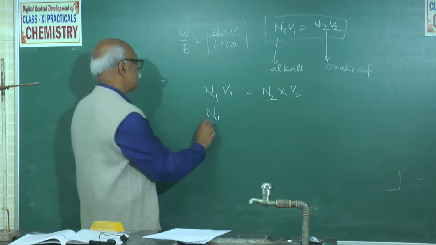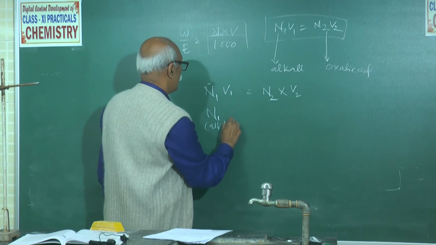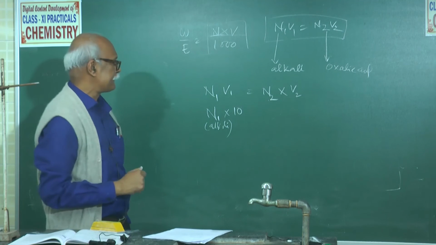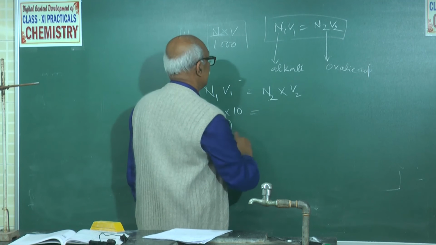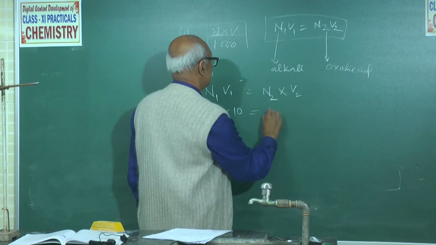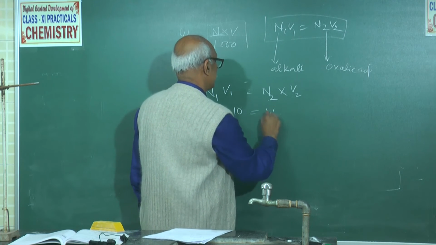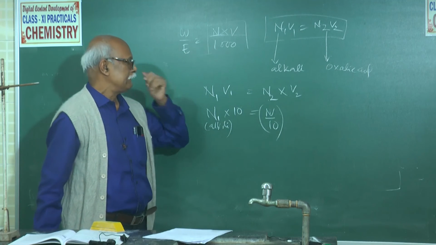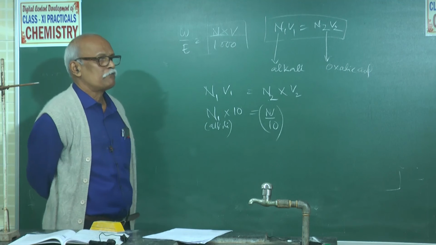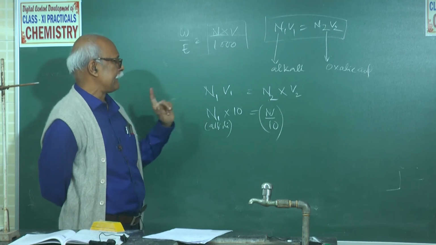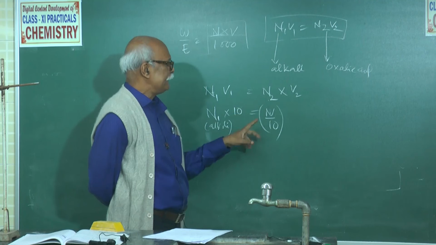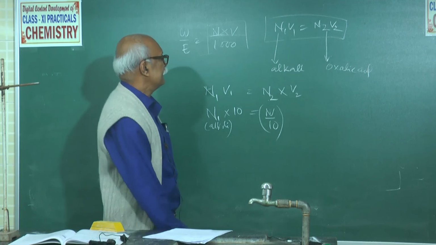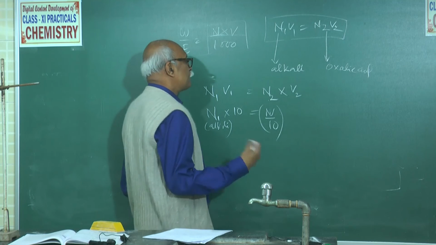Calculation of normality, this is for alkali. Volume of alkali we have taken is 10 milliliter. That is correct. We have taken it with the pipette, 10 milliliter. And N2 is N by 10. That is the normality we have prepared. If you do not exactly take the 0.63 gram, in that case you can also calculate the normality with some factor, suppose 1.02 N by 10. But here we have prepared it in the decimal form, or N by 10 form.